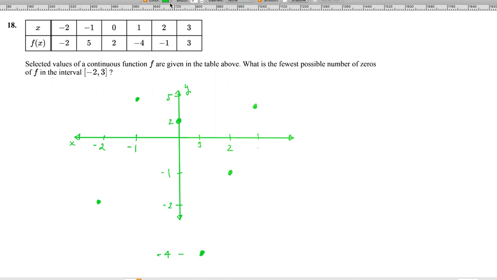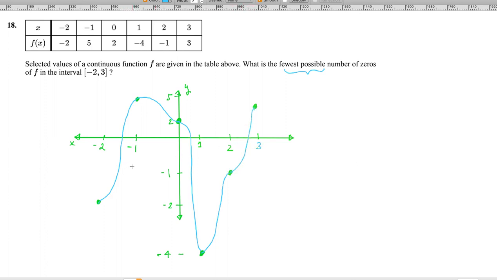Okay, so now look, you want to make it so that it's continuous, and you want to cross the x-axis as few times as possible. So from -2 to -1, I have to cross the x-axis at least once. Now from -1 to 0, I don't need to cross the x-axis, I could just go like that. But now, from 0 to 1, I have to cross the x-axis, there's no question. I have to get to this point over here. Then from 1 to 2, I don't need to cross the x-axis, I could just go there. But then from 2 to 3, I absolutely must cross the x-axis.